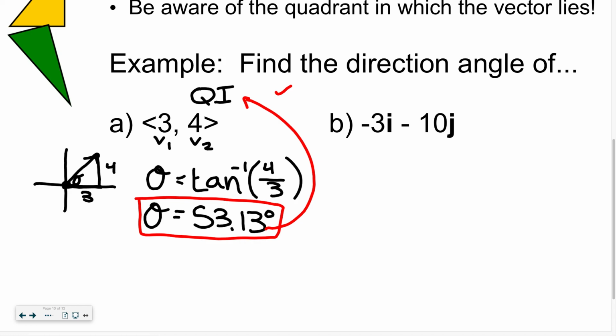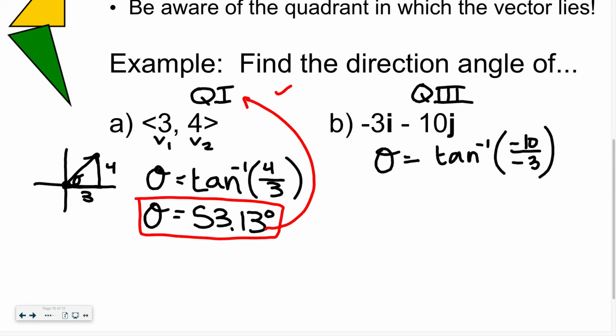Let's think about B. What quadrant will negative 3i minus 10j be in? Quadrant 3, because we're going to go left 3 and down 10. Okay, so this is going to be in Q3. I can still do theta equals the inverse tangent of the vertical component over the horizontal component, which will be negative 10 over negative 3. What does your calculator say? 73.3. Does that angle make sense for quadrant 3? No.